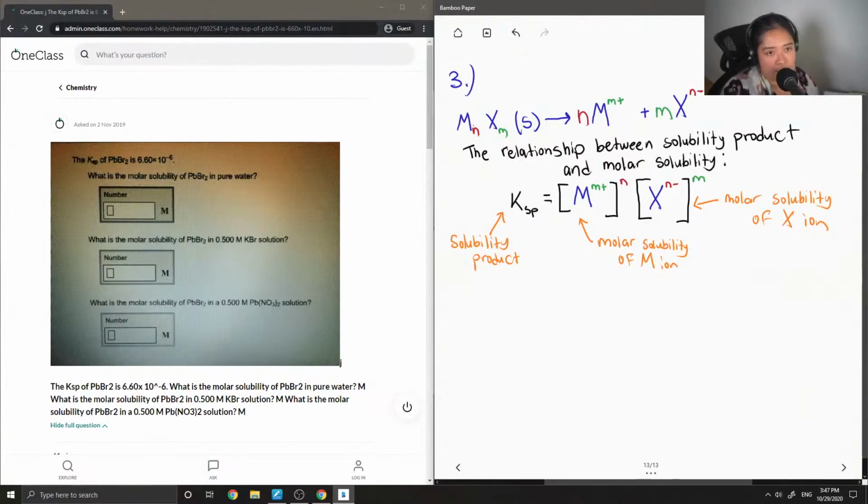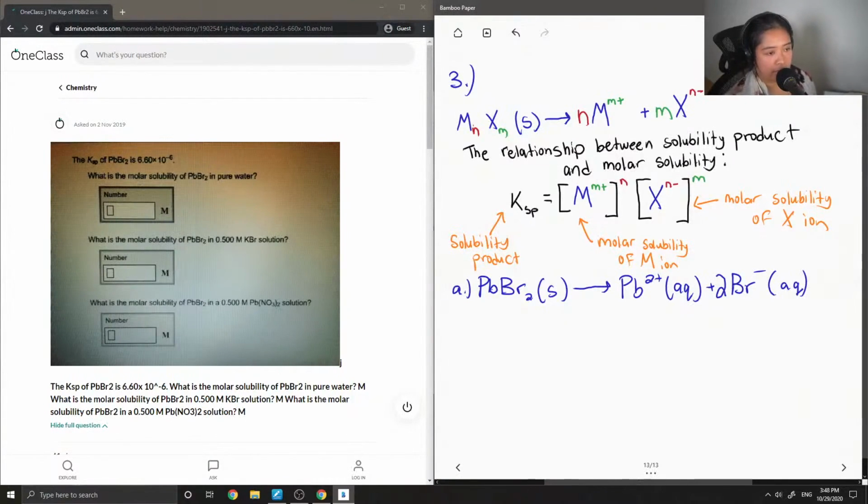Okay, so now we can actually get started with the question. So let's look at the solubility of the lead bromide. It starts off as a solid, and then we're going to break it down into its ions to show lead 2 plus aqueous plus a negatively charged bromine. And to balance out this equation, we're going to need to put a 2 in front of bromine so that we have 1 lead on both sides and then 2 bromines on both sides as well.